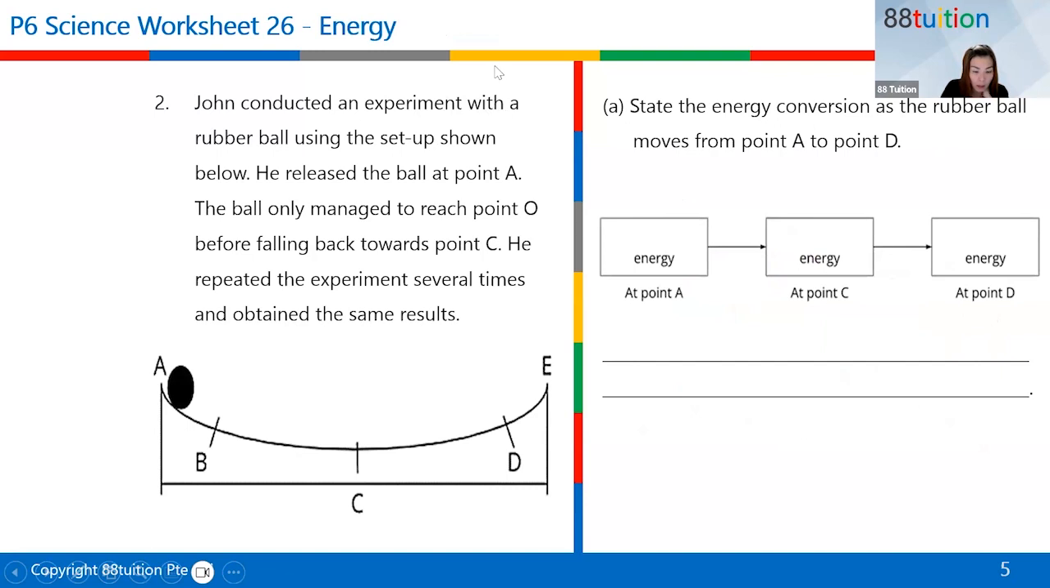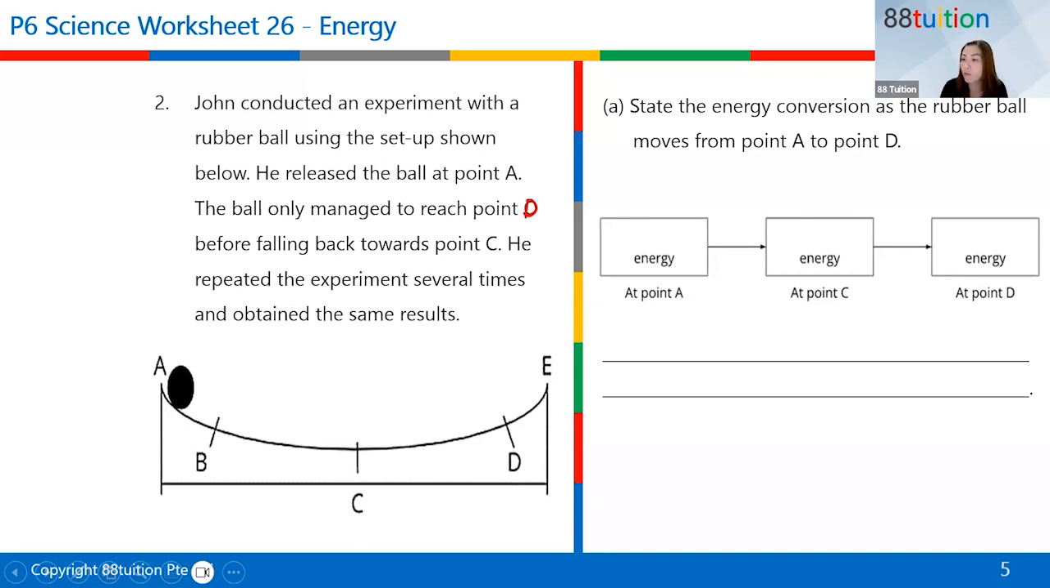Next, John conducted an experiment. So these questions are now on energy. There is a rubber ball with the setup below. He released the ball at point A. It has rolled down a little bit already. The ball only managed to reach point, not O, it's actually point D. I think there's a typo. Point D, before falling back towards point C. He repeated the experiment several times and obtained the same results.